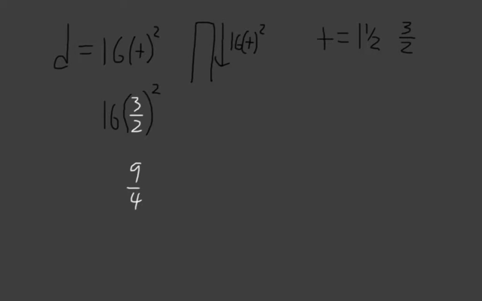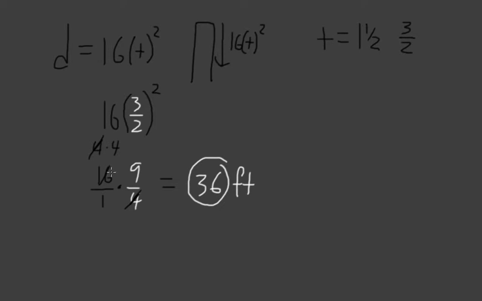And 16 could also be rewritten as 16 over 1. And then 16 is 4 times 4. Now we have a 4 on top, 4 on bottom, so we cancel one, cancel the other one. So now all we have on top is 4 times 9, because this is multiplication. 4 times 9 equals 36. So the answer to the question is, after 1.5 seconds, that book has dropped 36 feet.